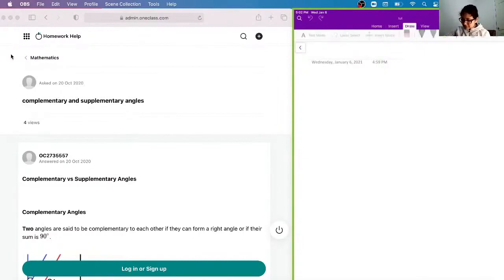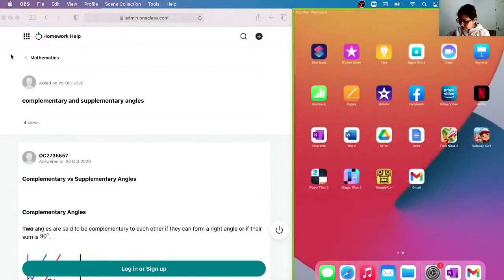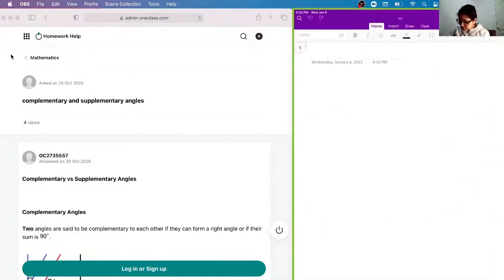So the first question for today is about complementary and supplementary angles. They're probably asking us what complementary angles are versus supplementary angles. Let's first talk about complementary angles.